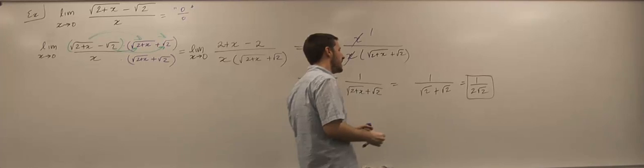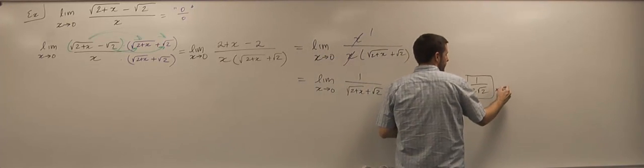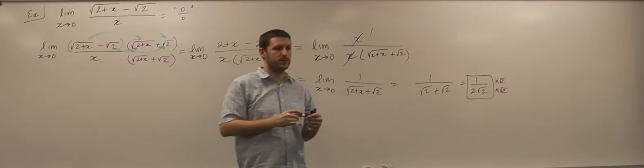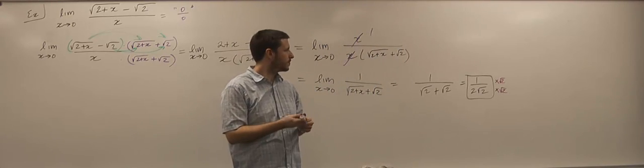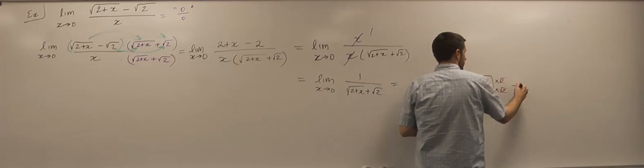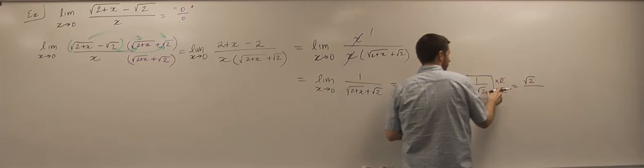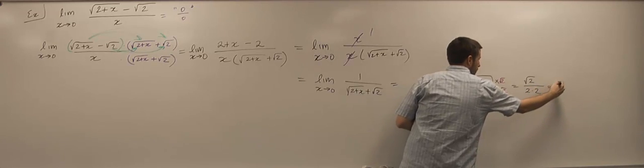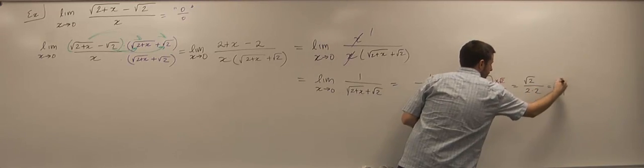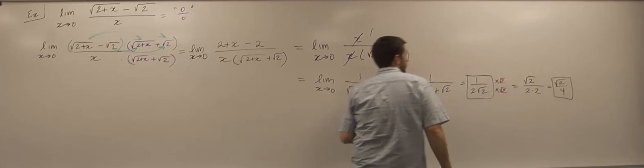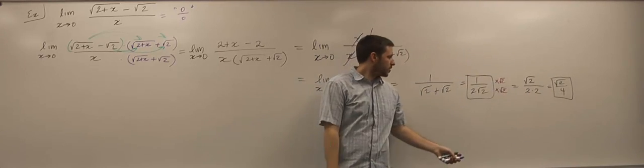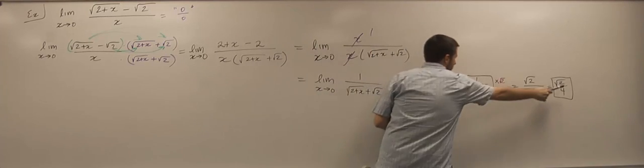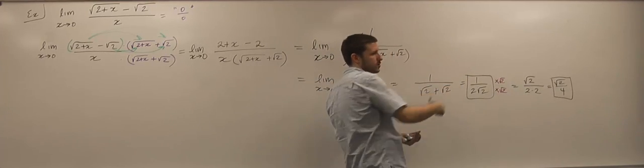If you had to rationalize this, like if you're trying to match a specific answer in the back of the book or something, you would multiply by root 2 over root 2. So it would become root 2 over, on the bottom, root 2 times root 2 is 2. So root 2 over 4. So if it's on multiple choice, you'll see either this answer or this answer. If it's on short answer, I don't care which one you do.